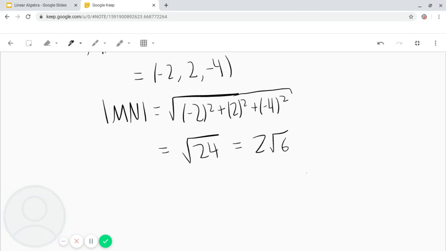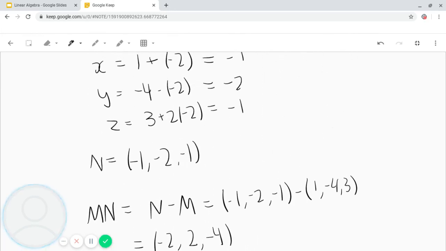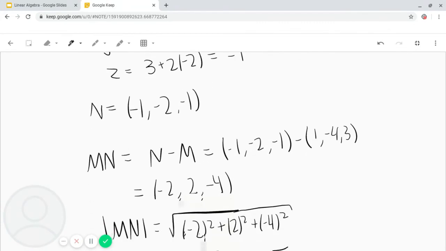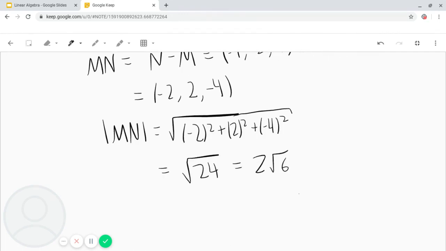We can also use the formula if we need to, I suppose. But that's one way to find the distance. So we found the point at which the normal line passes through the plane, and then we found the distance from that point to our point M.